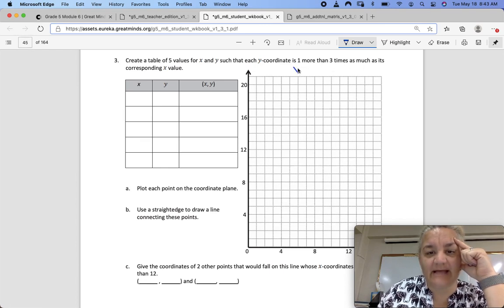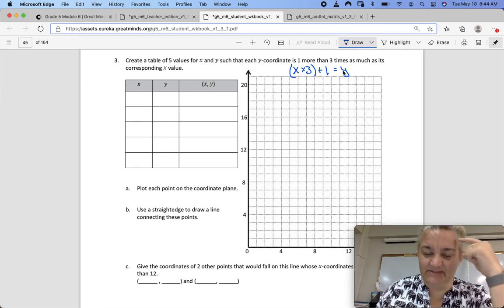So x times 3 plus 1 equals y. Okay, so the y-coordinate is 1 more than 3 times as much as x. So x times 3 plus 1 equals y. I had to use my brain on that one.